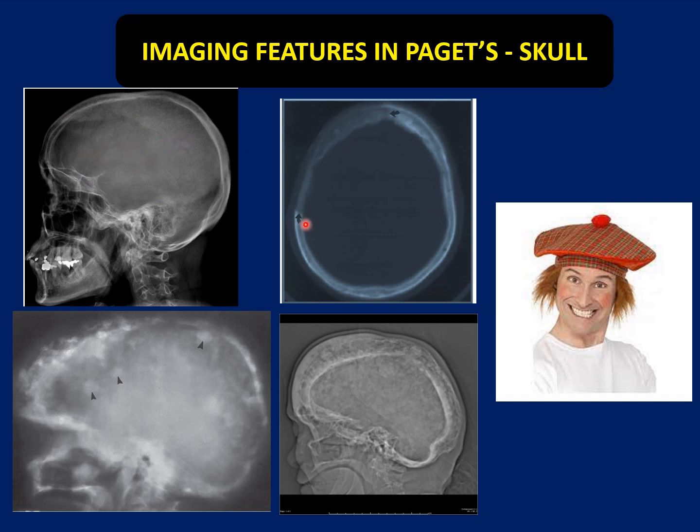In CT, again, the same thing is seen. There is no evidence of sclerosis. There is a well-defined area of radiolucency seen in the right calvaria. When we move on to the mixed phase or the blastic phase, there is the cotton wool appearance. There are multiple areas of osteosclerosis which mimic the cotton wool appearance of the skull.